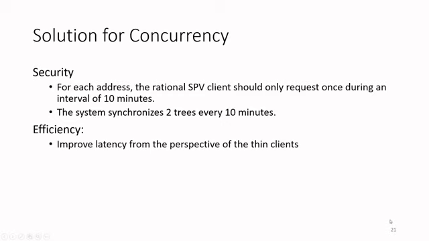On the security of this proposal, we argue that a rational SPV client, for each address, should only request one ORAM access in an interval of 10 minutes. However, even if the SPV client is not rational and uses multiple requests for the same address, the system still ensures the privacy of the client by synchronizing the two trees every 10 minutes. On the efficiency side, because we allow parallel access on the read tree, we improve the latency from the perspective of the SPV client.